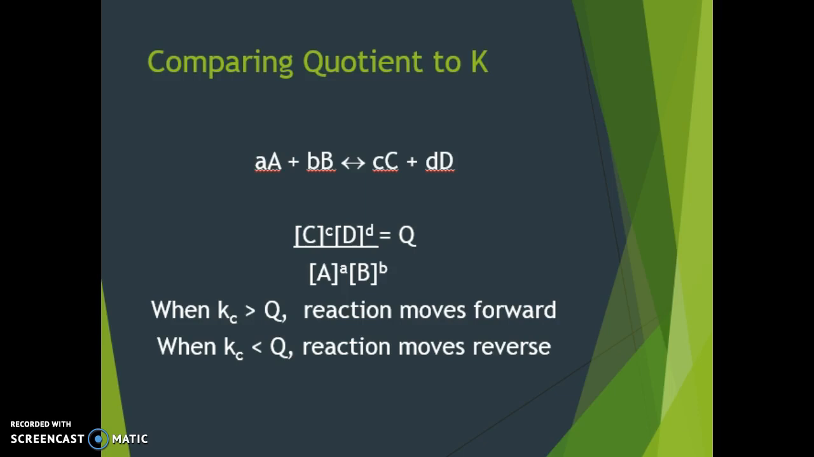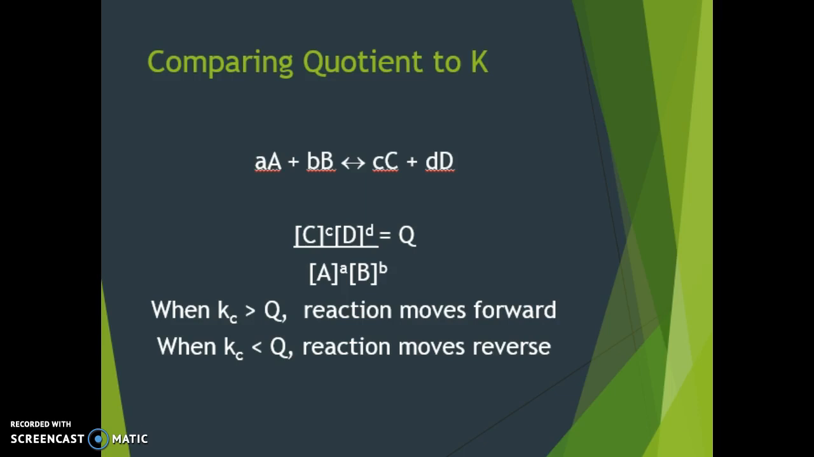So let's just theoretically say that there's a scenario where C and D's concentrations are way, way huge. When you plug that into the calculation for Q, your numerator would be very, very large, which would make your Q value very, very large. So when Q is larger than K, what that means is that your reaction is product heavy. And in order to move toward equilibrium, you would have to generate more reactant, using up some of that product. So when Q is large, you move toward the reactant side. You move in the reverse direction.